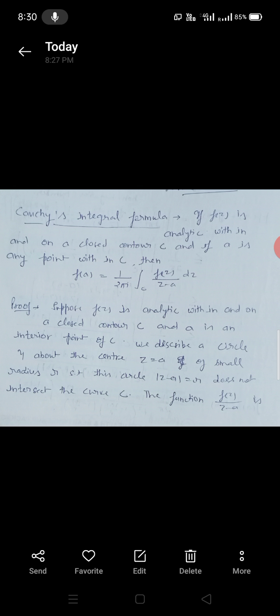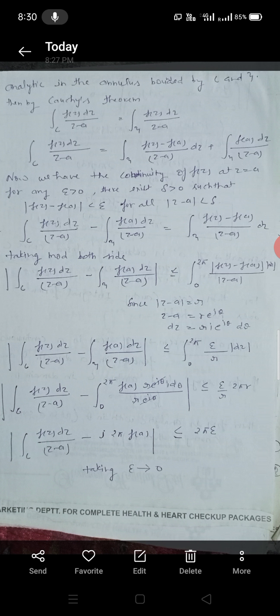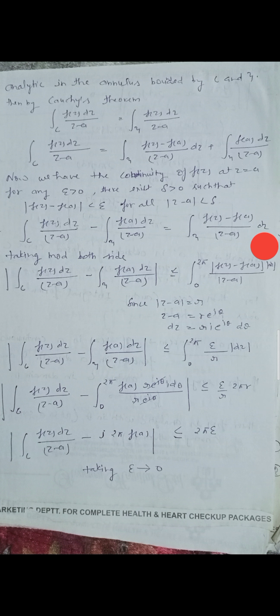Suppose f(z) is analytic within and on a closed contour C, and a is an interior point of C. We describe a circle gamma about the center z equal to a of small radius r, such that this circle |z minus a| equal to r does not intersect the curve C. The function f(z) over z minus a is analytic in the annulus bounded by C and gamma.